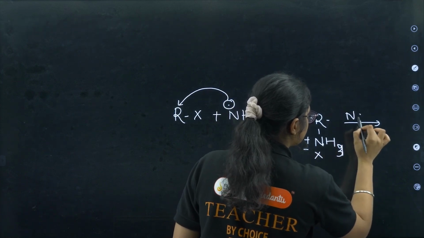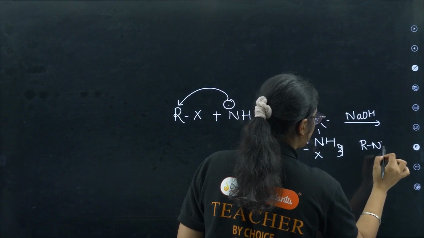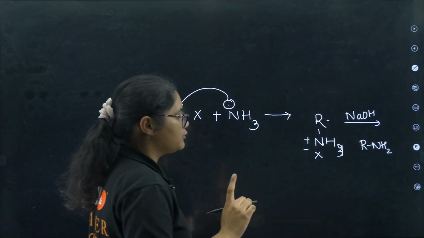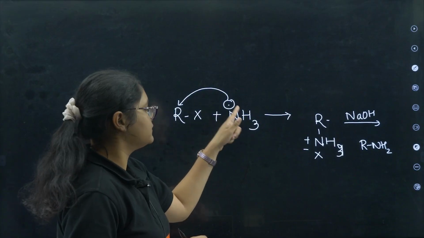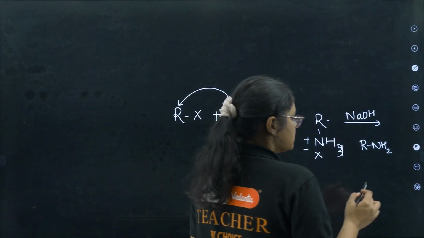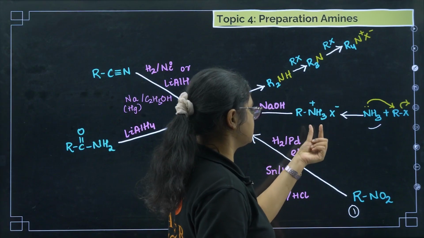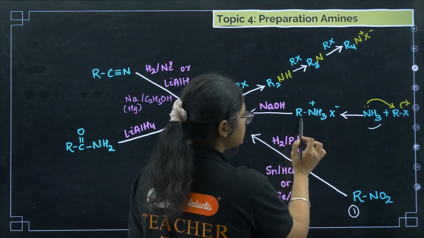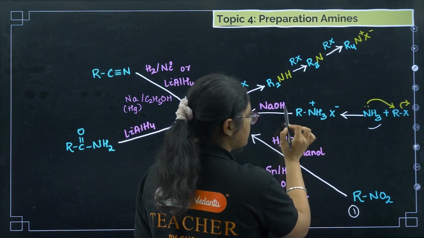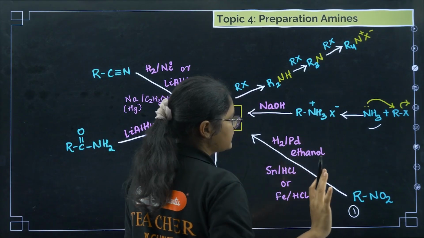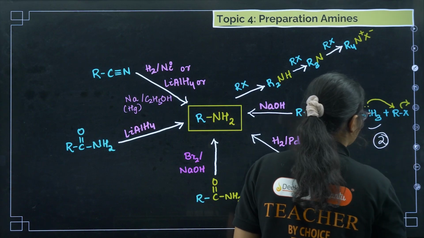Now when you treat it with NaOH, what will it get converted to? RNH2. So what exactly are you doing? You are replacing one of the hydrogens of NH3 with this R group. So RNH3 plus and X minus. When you treat it with NaOH, one product you get is RNH2, then another product is H2O and another product is NaX. So this is your second one, that is ammonolysis.